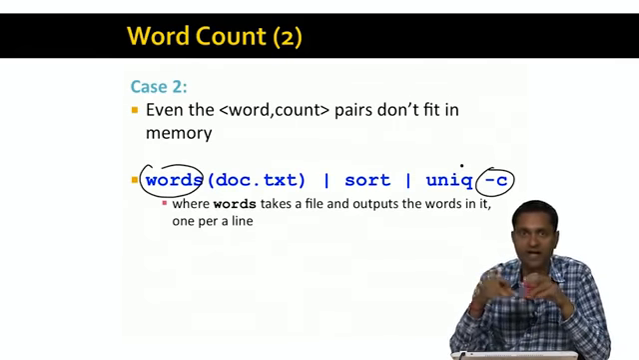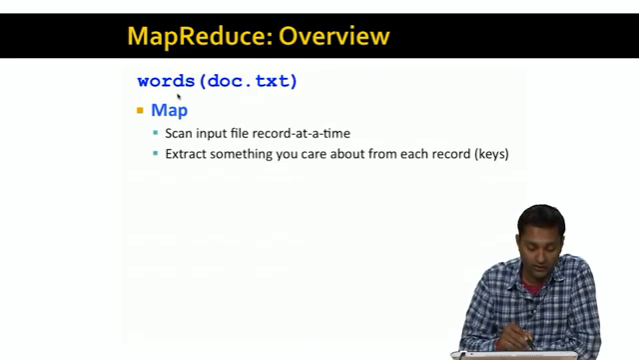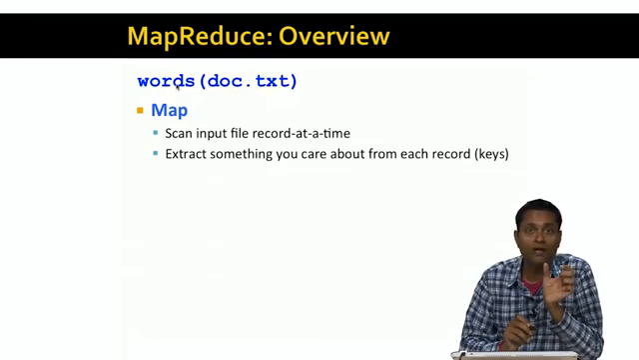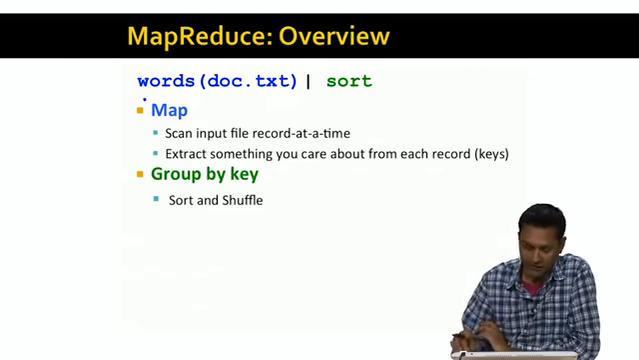So let's look at an overview of MapReduce using this example, right? The first step that we did was we took the document, which was our input, and we wrote a script called words that output one word to a line, right? And this is what's called the map function in MapReduce. The map function scans the input file a record at a time, and for each record, it pulls out something that you care about. In this case, it was words. And the thing that you output for each record, you can output one or multiple things for each record. And the things that you output are called keys.